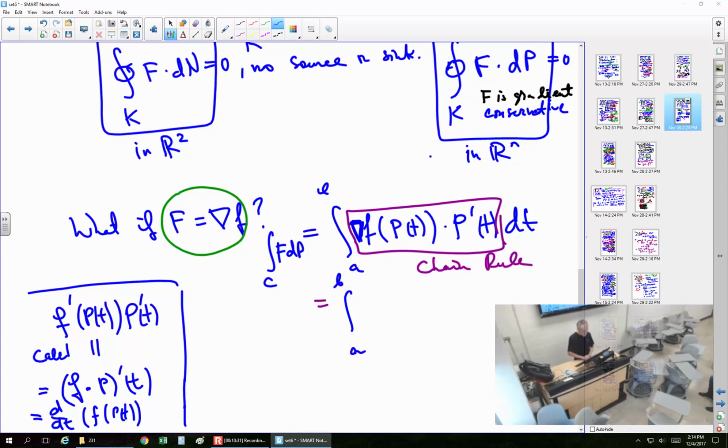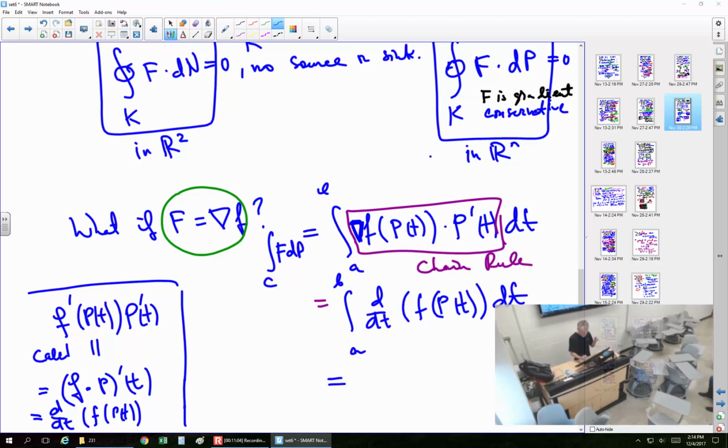That's why I like this notation. Then you have only one formula to remember. So I'm using it. This is what I'm getting. What do I do next? You just get F of p of t evaluated from a to b.